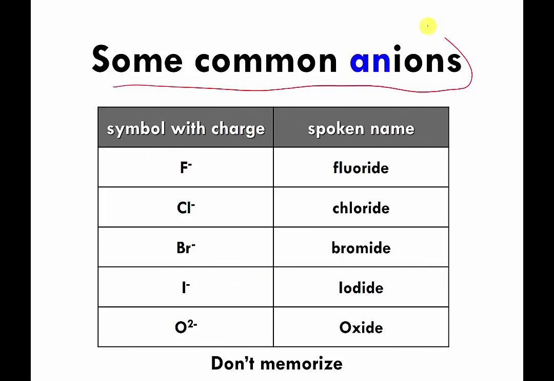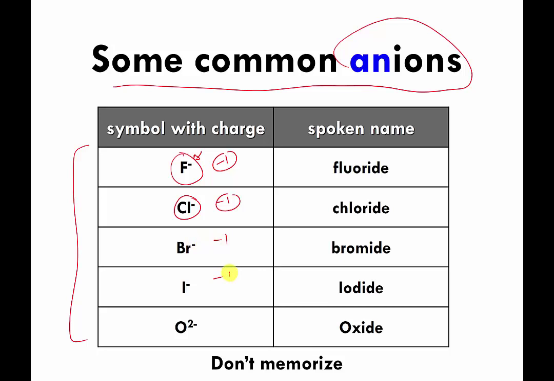This slide is showing you some common anions. This is not an exhaustive list of anions. The list of cations on the previous slide is also not an exhaustive list. They're just examples of different ions. This is a fluorine ion, and because there's no number written next to the negative sign, that means this fluorine ion is charged at negative one. This is a chloride ion, also charged at negative one. This iodine is at negative one.